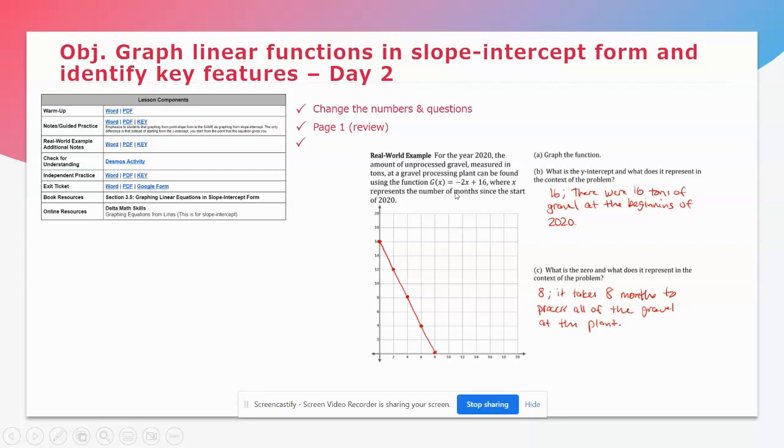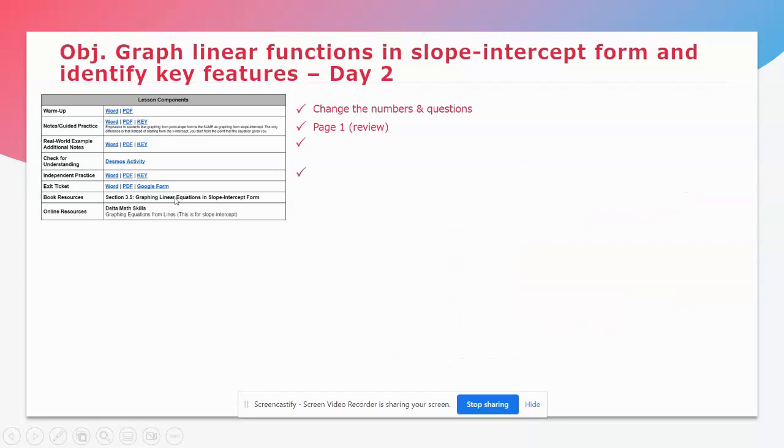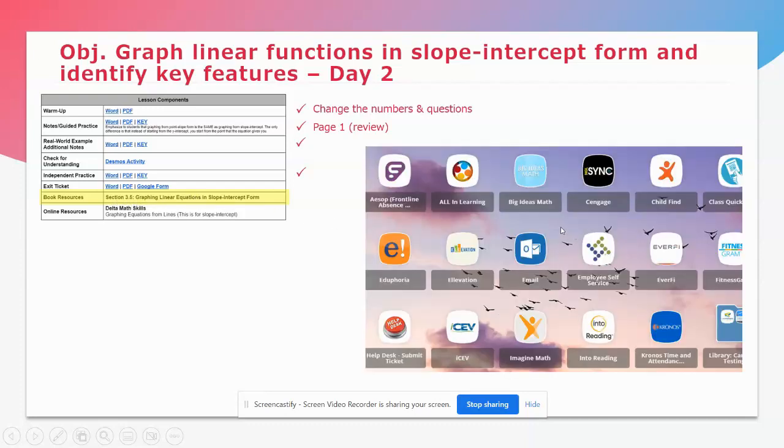And to find real-world problems, one thing you can do for independent practice is use this book resource that's shown. This is for Big Ideas Math. And in section 3.5, you'll find tons of word problems. Big Ideas Math is here in the portal. I don't know about you, but for me, I can't go through the portal. I have to just type in Big Ideas Math to log in. So again, you can find tons of word problems or even regular problems in there.